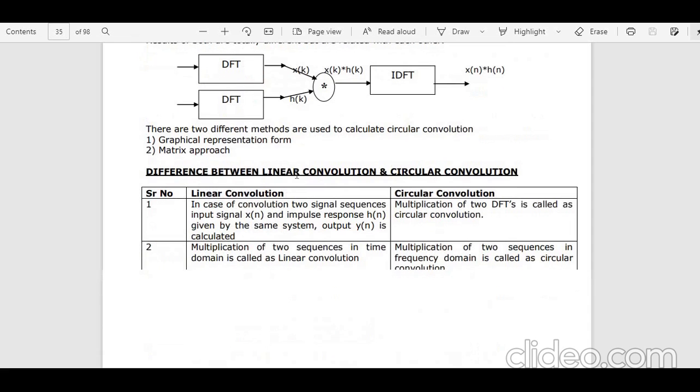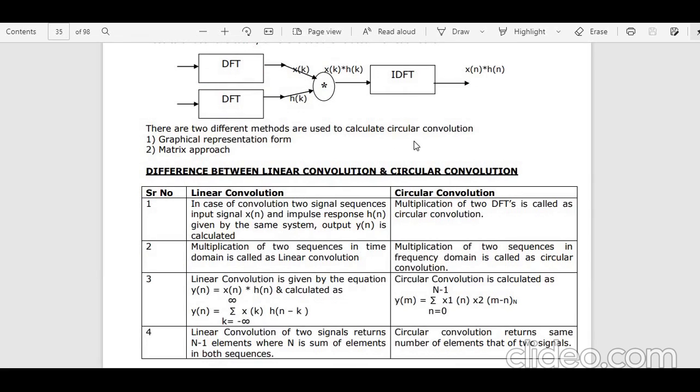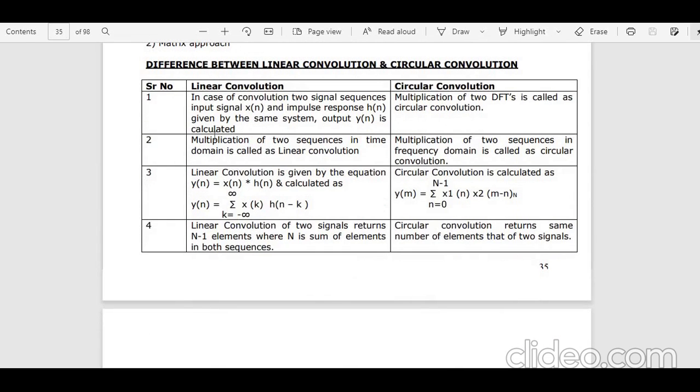So that is the relation between these two. There are two methods used to calculate the circular convolution: one is the graphical representation form, then the matrix approach. These are the two methods we are using to find the convolution of it. So basically, students, you should know the difference of both.